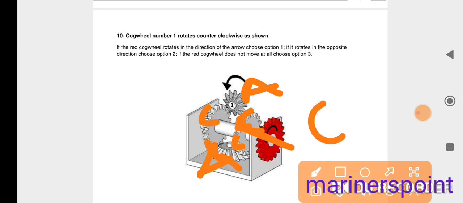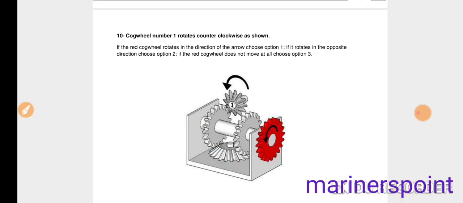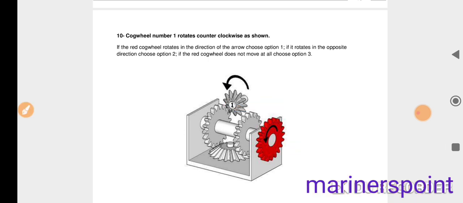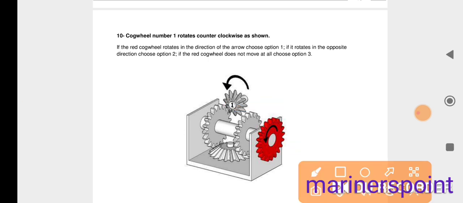But here the figure is showing anti-clockwise, then we will choose the option. Here it is a contradiction. In the figure it is given anti-clockwise, but when we are calculating the speed with 1, then it is clockwise. So our right answer will be third. Okay, if the red cogwheel does not move at all, that means our option is third.